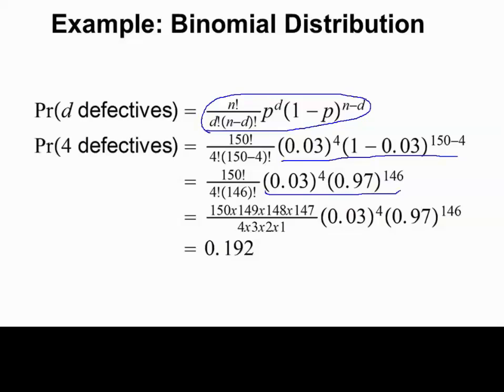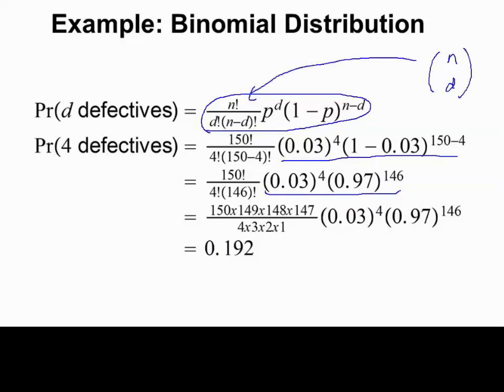The left side accounts for all the different ways in which I could find 4 defects out of 150. It could be that the first 4 I sample are all defective and the rest are not. Or it could be the first one and the 7th one and the 8th one and the 150th one. Right? There are a lot of ways that you could order which units out of the 150 are actually defective, and that's what this part does. It's called a combination, and it's really n choose d. You may have seen this before.